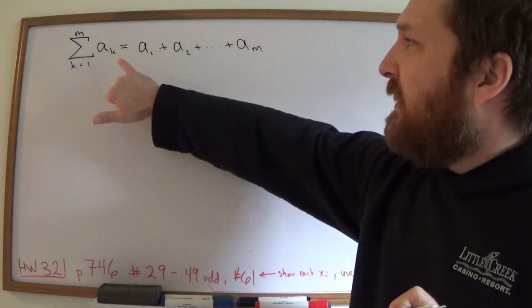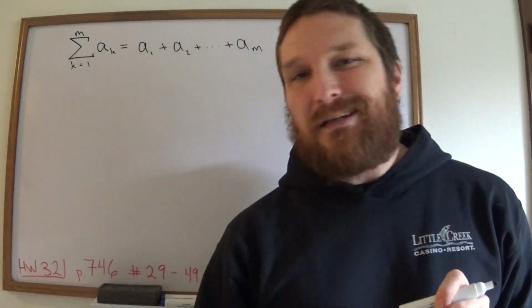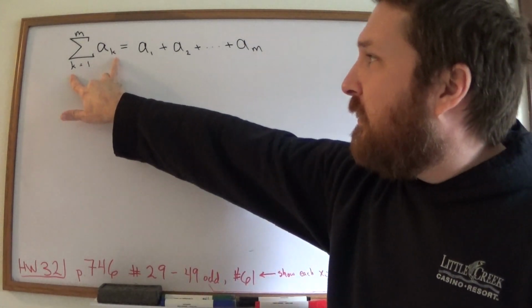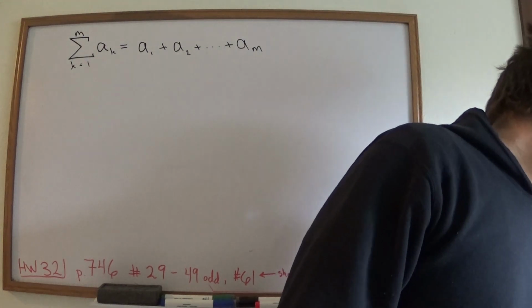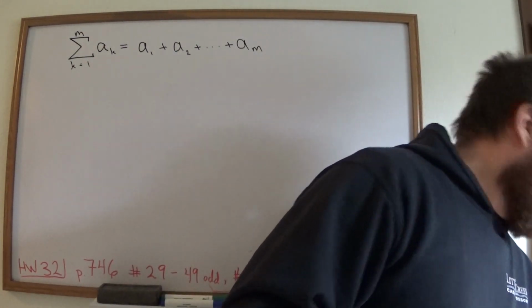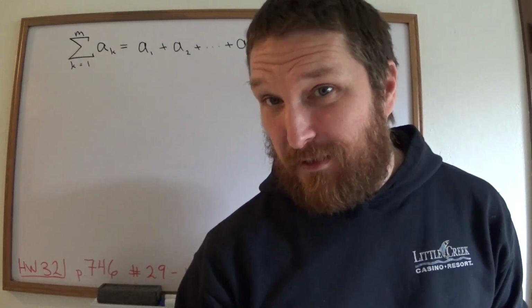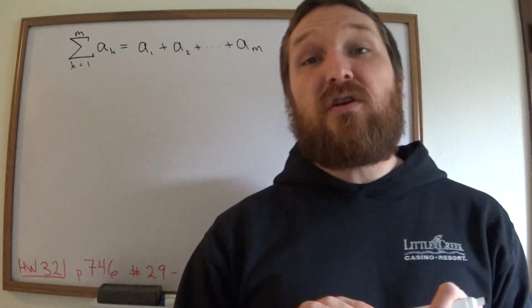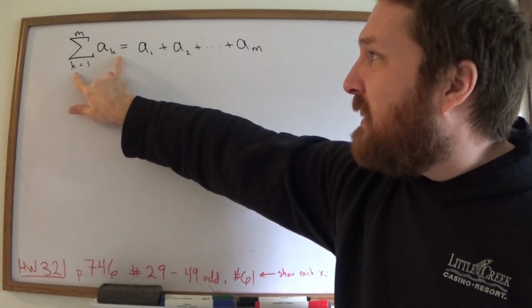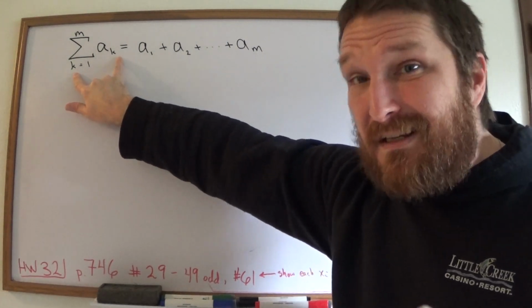Okay, so the K here is what we call a dummy variable. That really doesn't matter. It's also called a couple other things. It's called the index of summation, or the summation variable, or you could just call it the index. And by dummy I mean it doesn't matter what symbol you use. It doesn't need to be K.